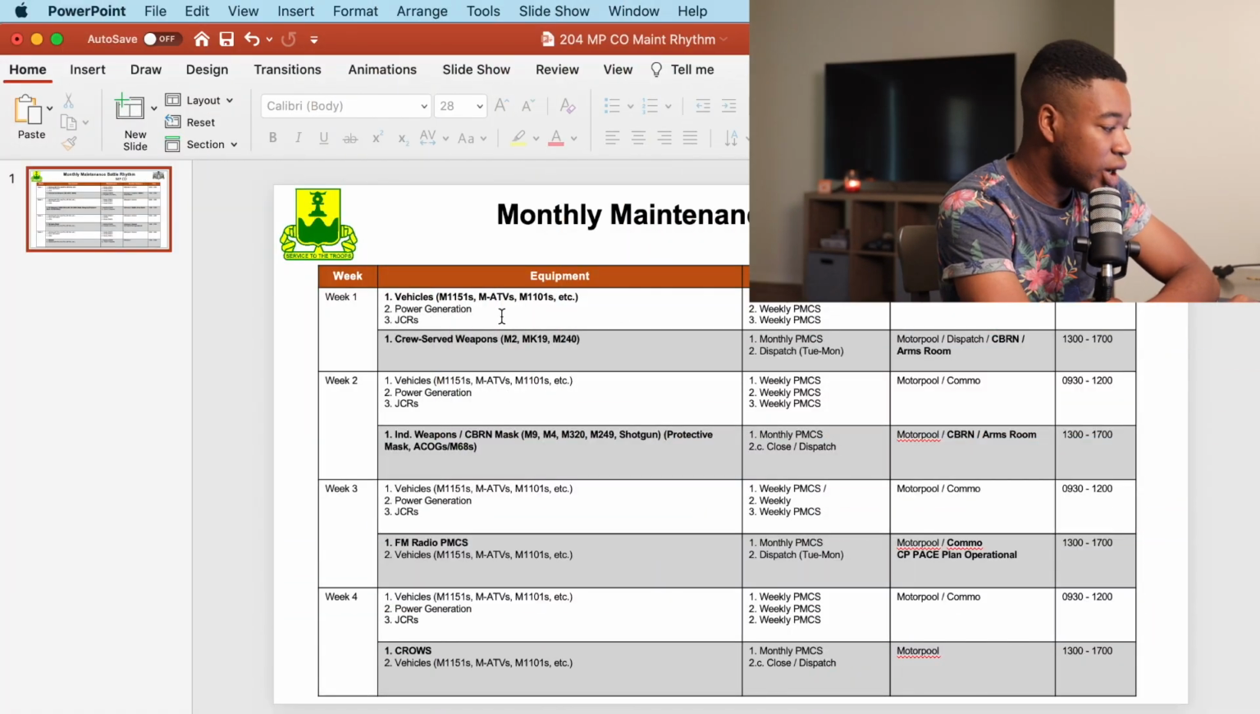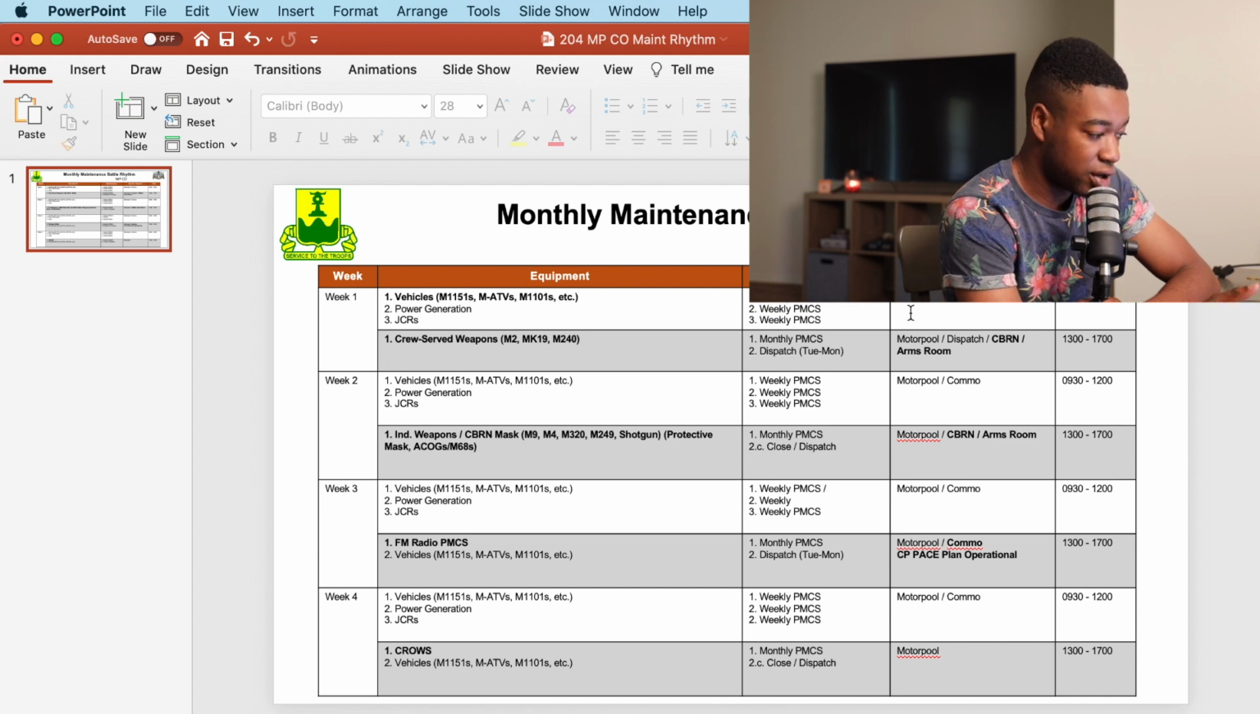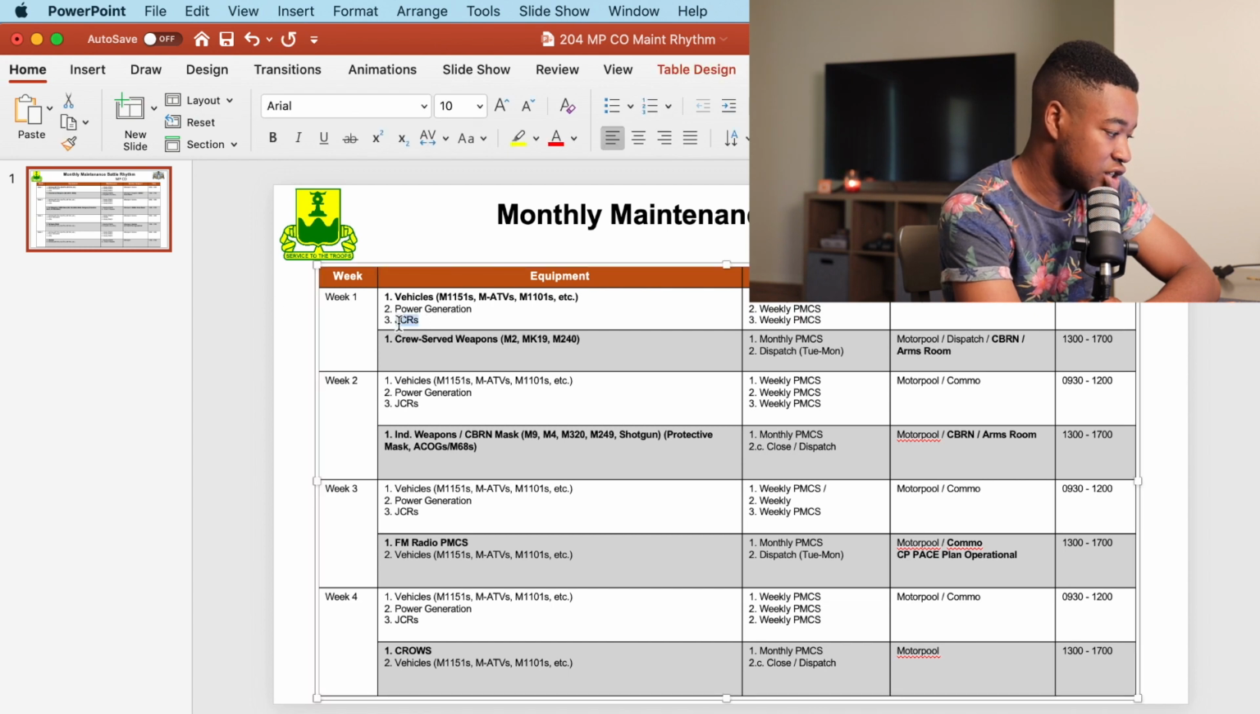So week 1, we have vehicles, as you can see right here, and it breaks down the PMCS process, what sections are going to be supporting it. So the motor pool, because if there is something we need assistance on, we have the mechanics there. And then the commo soldiers due to JCRs. Broken down in time, so starting formation at 09 and then going from 9:30 to 12.